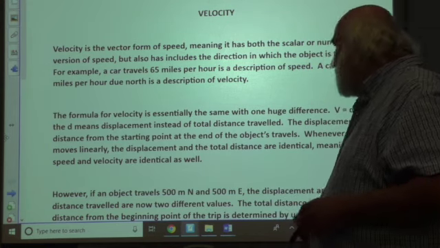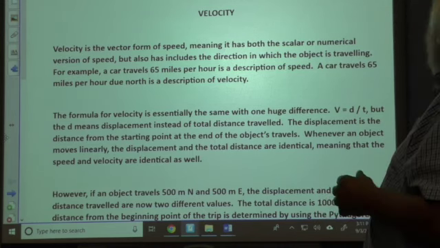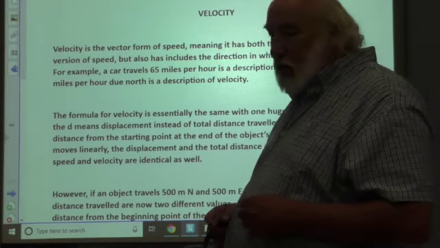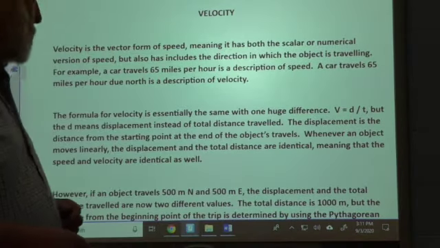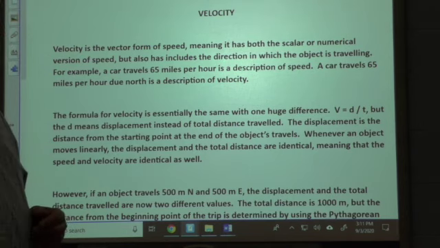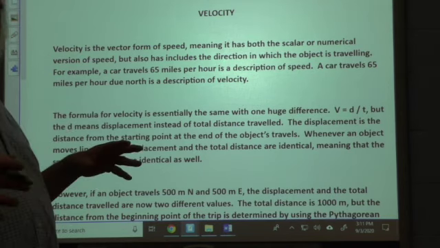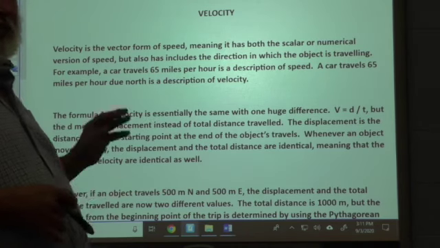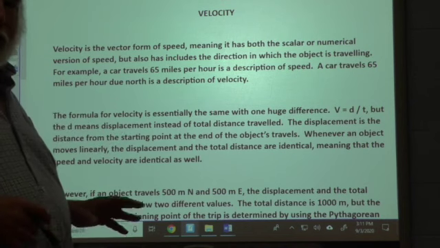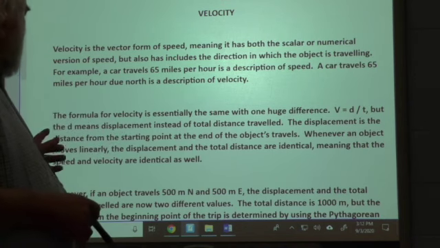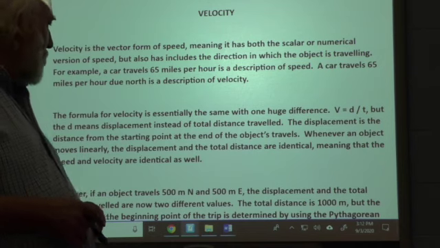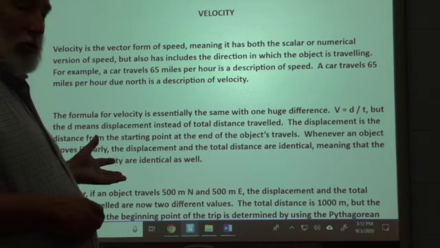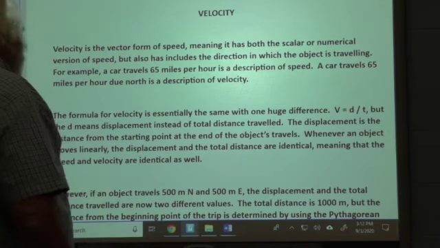The formula for velocity is essentially the same with one huge difference. V equals d over t, but the d means displacement instead of total distance traveled. And this is where people get into some difficulties. The displacement is the distance from the starting point of the object's travels. Whenever an object moves linearly, the displacement and the total distance are identical, meaning that the speed and velocity are identical as well. That does happen.